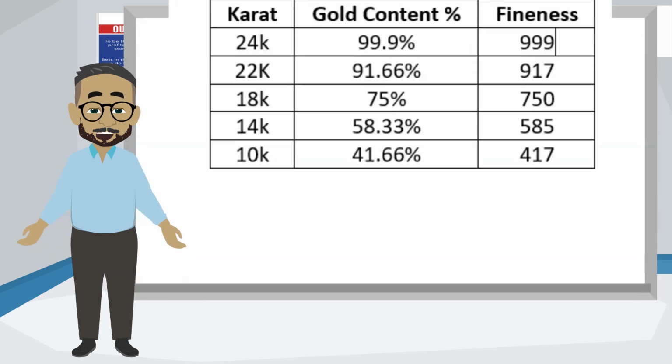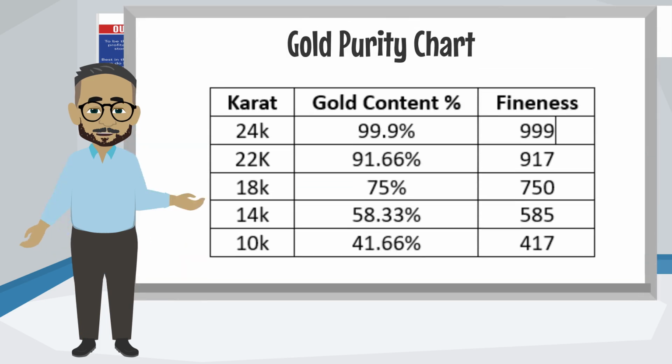Let's quickly discuss the different types of gold carat values, gold content percentage, and the fineness of the common gold purities. You have 24 karat gold, which is 99.9% pure, with a fineness of 999. This is the purest form of gold you'll typically encounter. 22 karat gold is slightly less pure at 91.66% gold, with a fineness of 917. You have 18 karat gold, which contains 75% gold, with a fineness of 750.